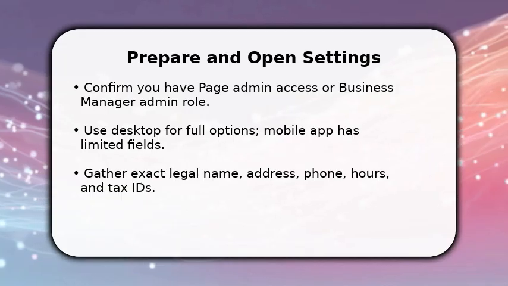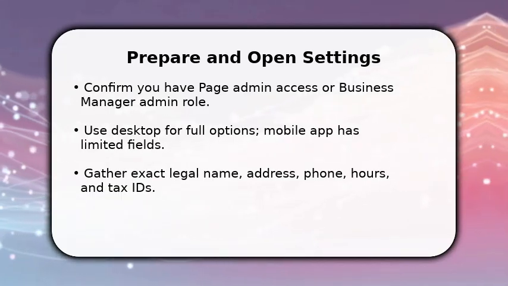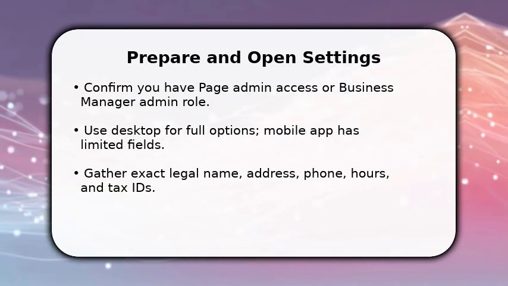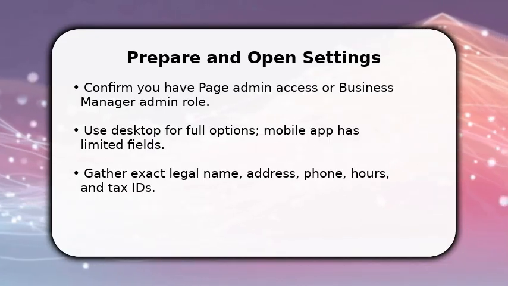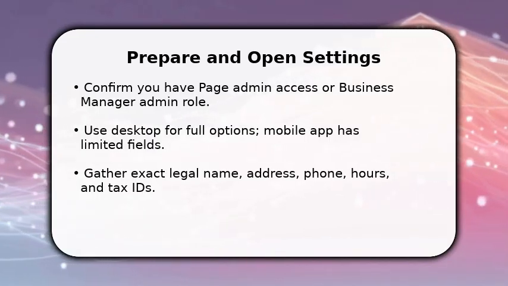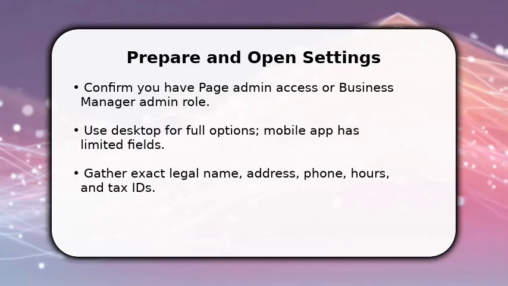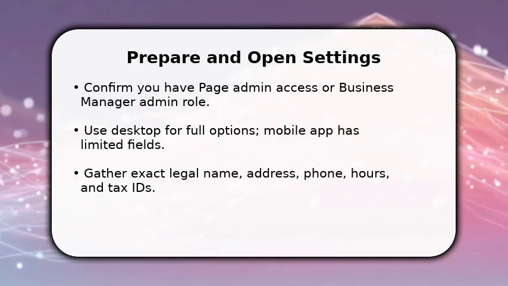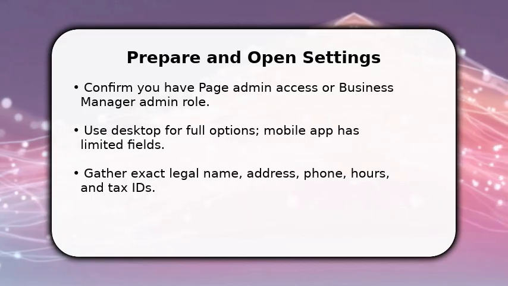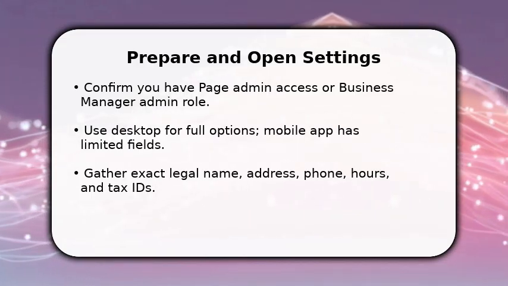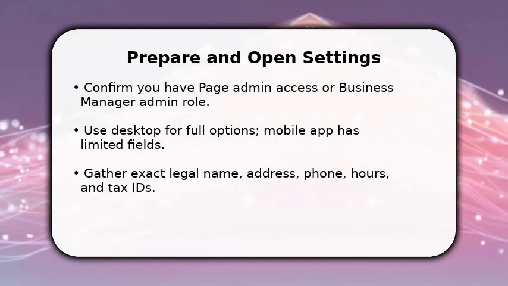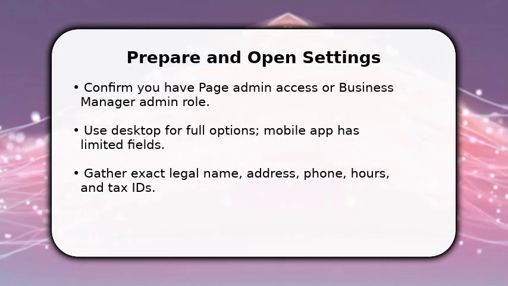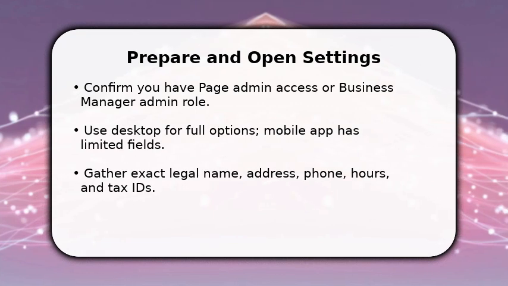You start by confirming you are an admin on the page or in Business Manager. Without admin rights, you cannot change core info. Once confirmed, open Facebook on desktop and navigate to your page, then click Settings or Edit Page Info because desktop exposes all fields. Make sure to have the official business name, address format, phone, and category ready. This speeds changes and avoids rejections, so you don't get stuck mid-edit and have to reopen documents later.